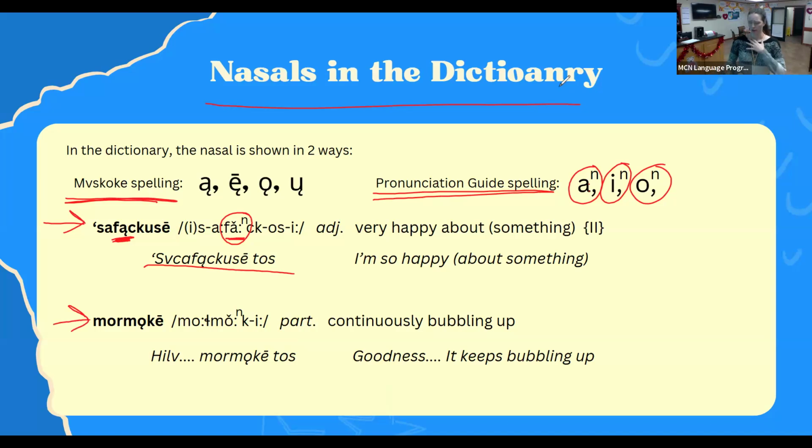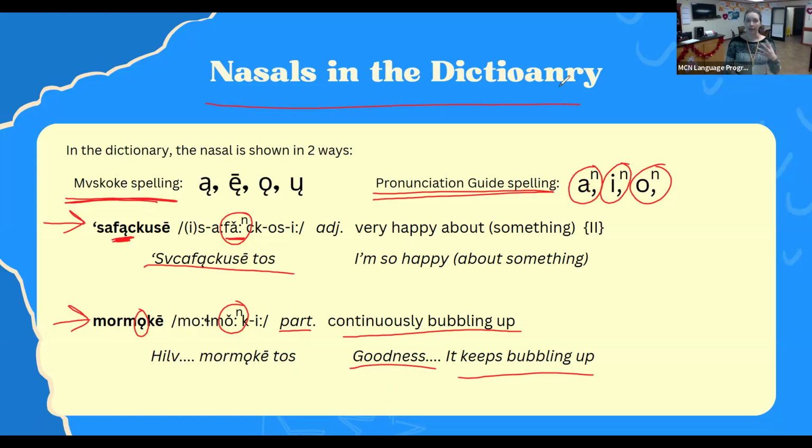Most mogi. Excuse me. So you can see it both in the O here and right here. Most mogi. And this, we didn't actually cover the word part, but it's in your dictionary. It means participle. Continuously bubbling up. So our example sentence is, hela, most mogidos. Goodness, or wow, keeps bubbling up.